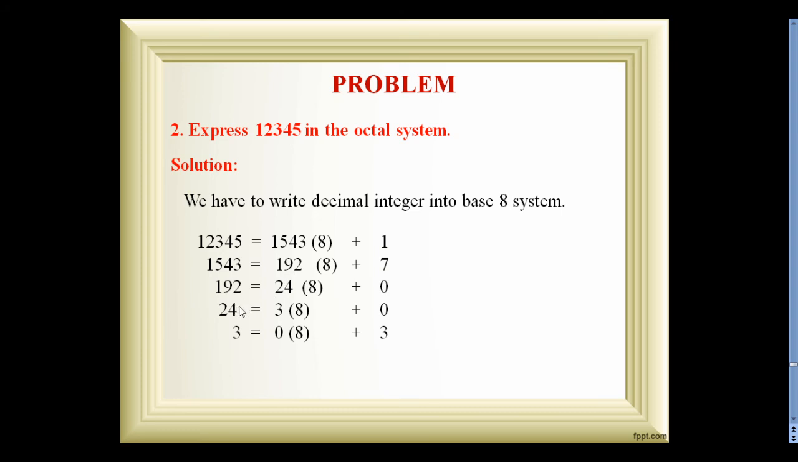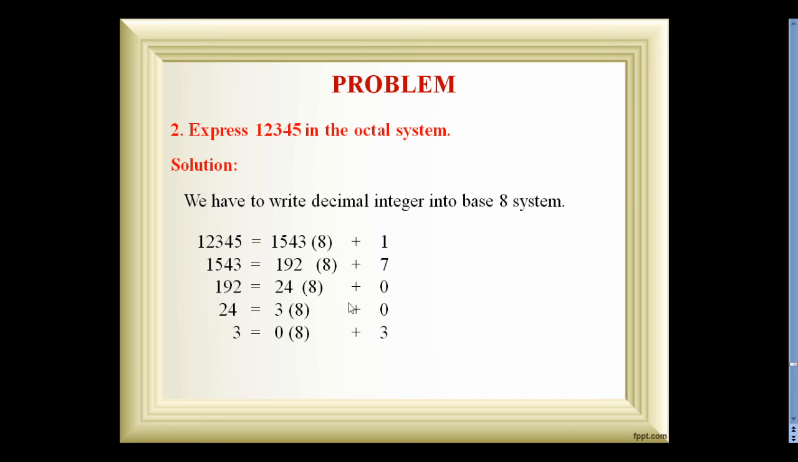Again you take 24 and divide by 8. 3 times 8 plus 0, so 0 is the remainder. Here you are left with 3, and 3 also you should take: 3 is equal to 0 times 8 plus 3. Because at the last end you should get 0, there only you should stop the problem.